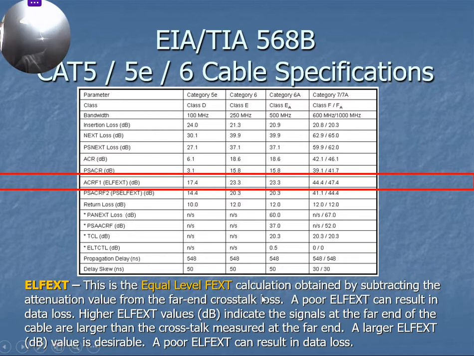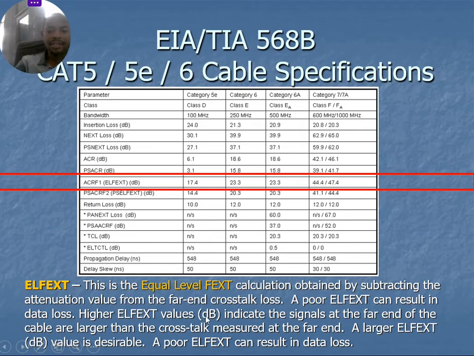So what we do is that we calculate, or this calculation is obtained by subtracting. If you want to get this value, you will get this by subtracting the attenuation value from the far end crosstalk. So to get this value, you first of all get the values of the far end crosstalk. When you get the values of the far end crosstalk, you have to subtract the attenuation values from this far end crosstalk. When you do that, then you get what we call the equal level far end crosstalk. Is that okay? Now a poor ELFEXT can result in data loss, right?